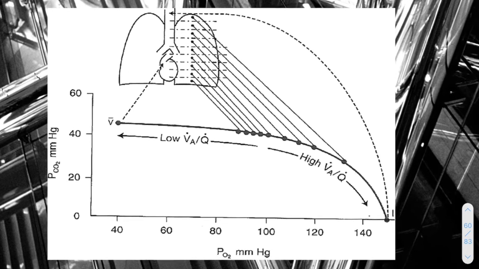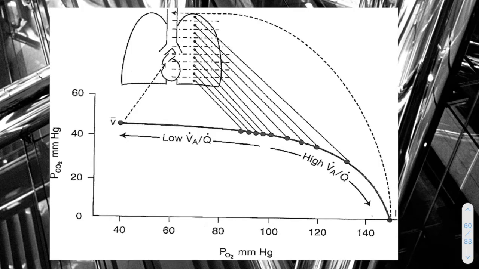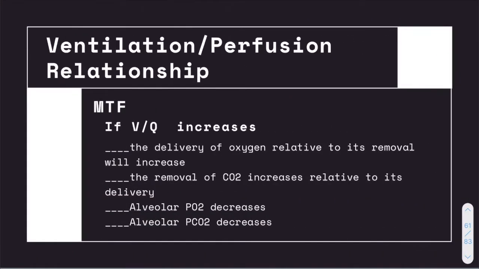If you try to plot the different regions of the lung, at the apex you have a higher VQ. As you go down to the base, you will have a low VQ. The x-axis will represent the oxygen tension, while the y-axis will represent your CO2 tension. So at the apex, you have a higher oxygen tension but a lower CO2 tension, while at the base, you have a higher CO2 tension compared with your oxygen tension.